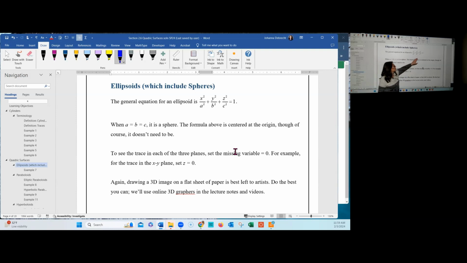So I would take this third term here on the left and wipe it out. And then I would graph x squared over a squared plus y squared over b squared equals 1. If I wanted to know what it looks like in the YZ plane, x is 0, so I would wipe out the first term and I would graph y squared over b squared plus z squared over c squared equals 1 in the YZ plane. Remember, when you're graphing in the coordinate planes, if z is present, it's always the vertical axis.